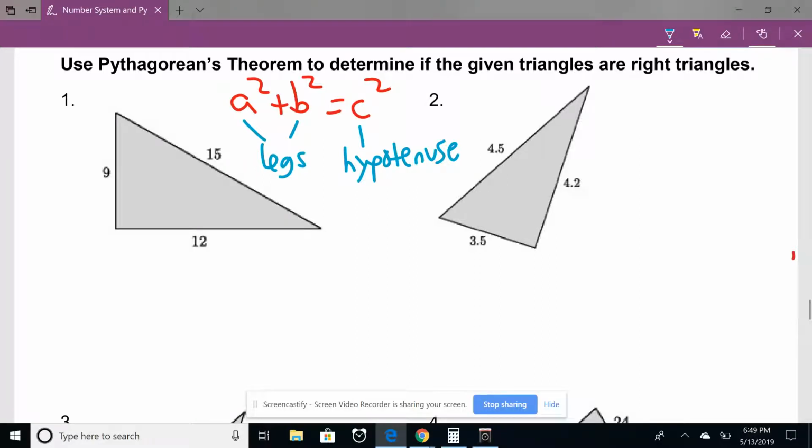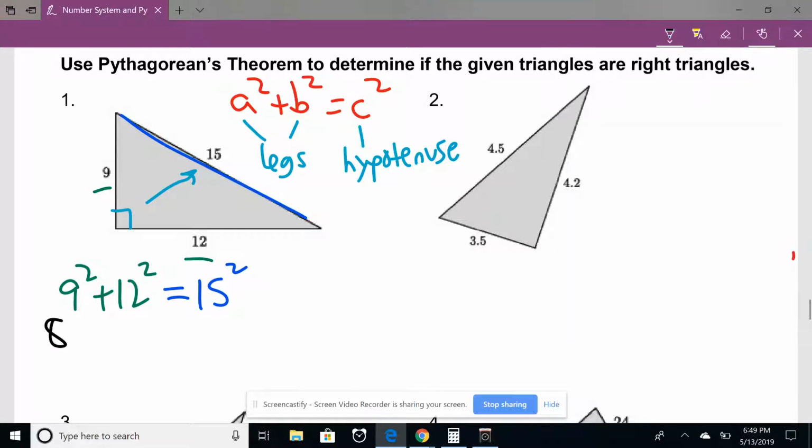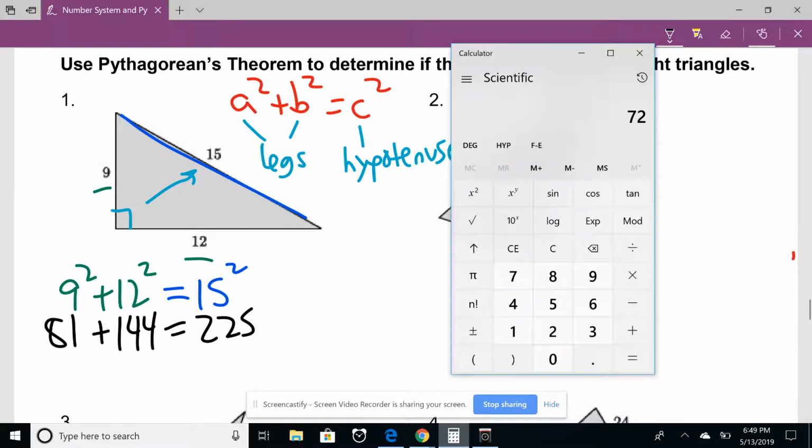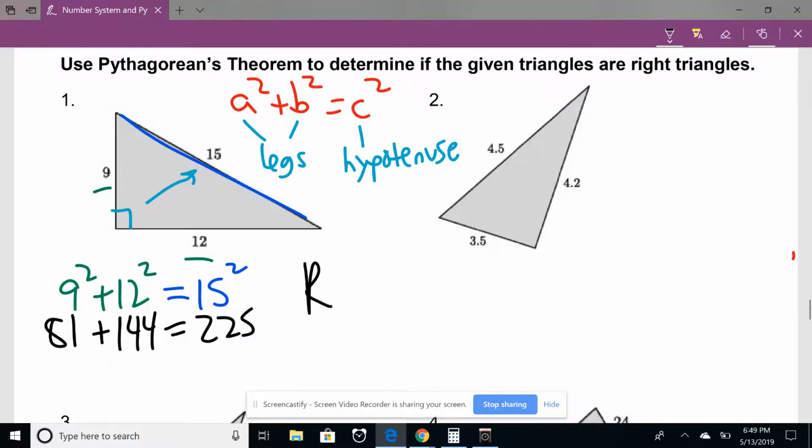So the hypotenuse, again, is across from the right angle, or it's also the longest side. So in this case, my hypotenuse is 15. So my legs, which are 9 and 12, I'm going to do 9 squared plus 12 squared. And I'm going to see if that equals the hypotenuse, which is the longest side. So it's going to equal 15 squared. 9 squared is 81. 12 squared is 144. 15 squared is 225. Does 81 plus 144 equal 225? Let's check. 81 plus 144 equals 225. So this is a right triangle.